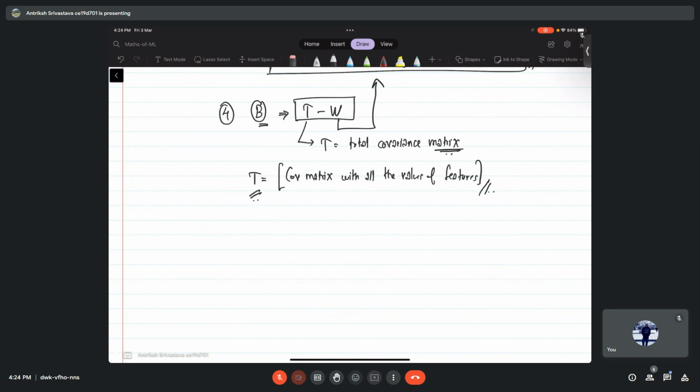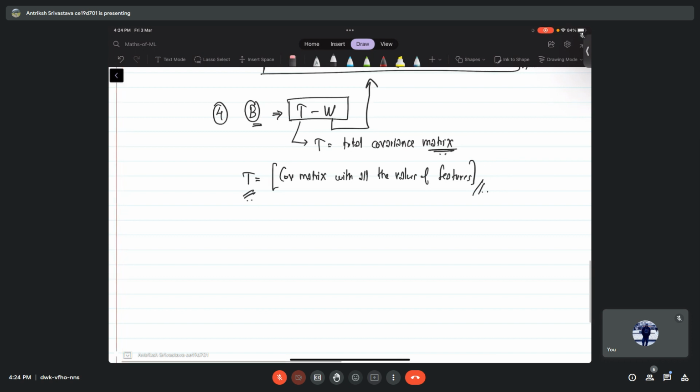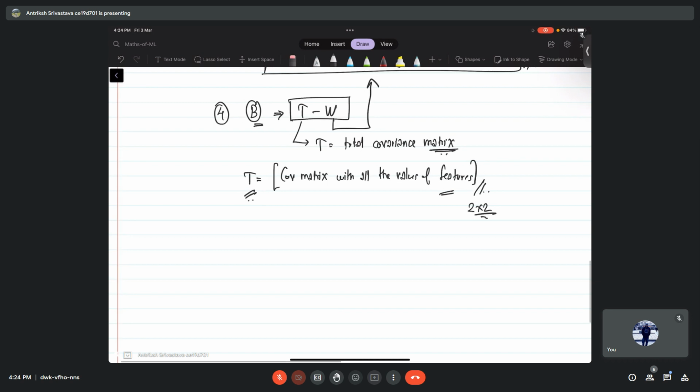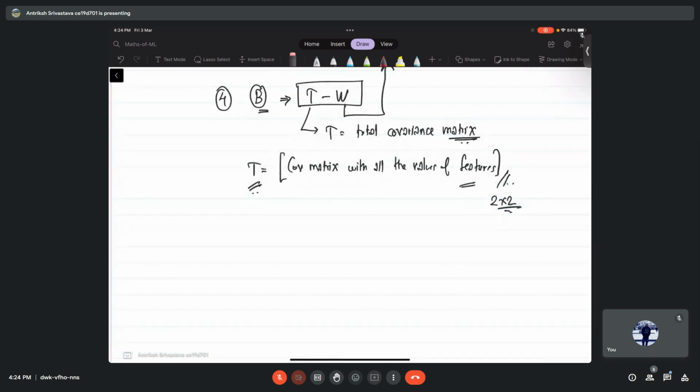Now let's guess the size of this matrix. Anyone want to take a gamble at this? If you're thinking it's too complicated a question, then it's not. It's simple. The size of this covariance matrix T is also 2 cross 2 because we have only two features. So when you have T and W, then you can get B is equal to T minus W.